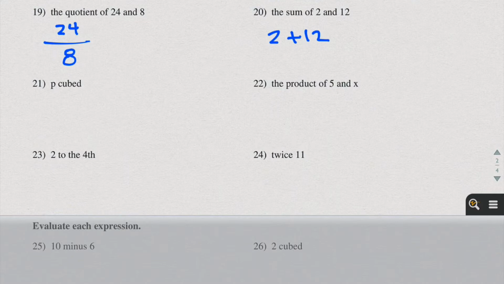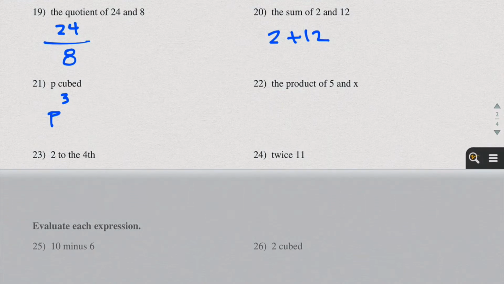Number 21, p cubed. Again, p is our variable and cubed is to the third power. 22, the product of 5 and x. So you should be writing it as 5x. Another way to write that is 5 times x.